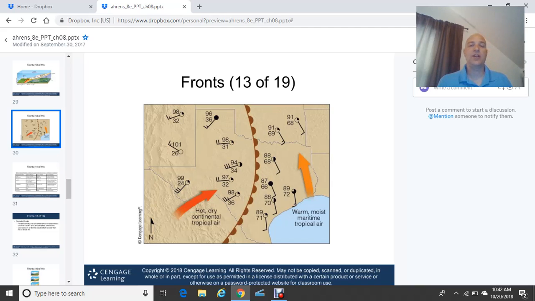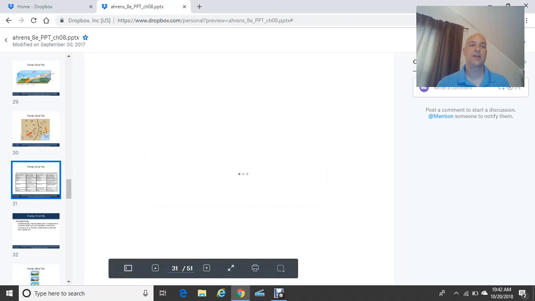You can get some really large hail. Some of the most damaging hail on record has been in association with the dry line down into Texas. And behind that dry line, you typically get a hot, dry, continental tropical, or CT air mass. Ahead of the dry line, you have more of a warm, moist, maritime tropical, or MT air mass.